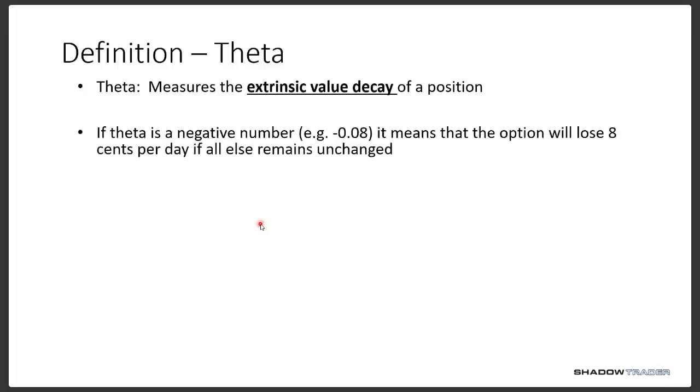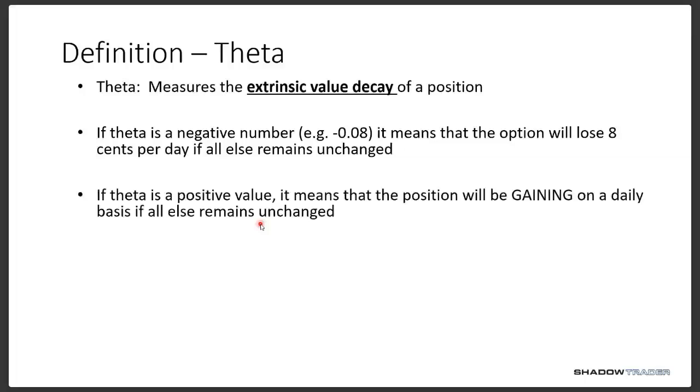If theta is negative, it means that the option is going to lose, and in this example, 8 cents on a theta of negative 0.08 each and every day if the underlying equity doesn't move in price. If theta is a positive value, it's going to mean that the position will be gaining on a daily basis if the equity just remains stagnant.